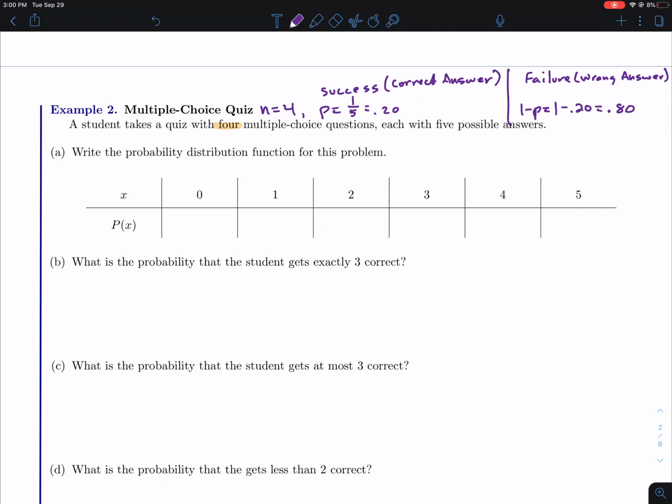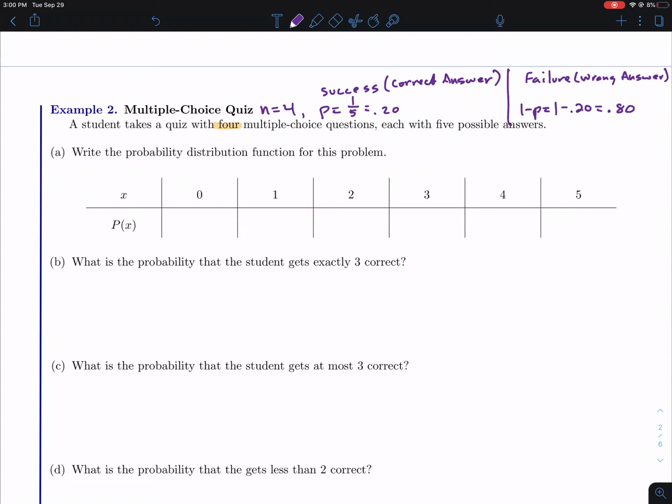So what I want to do first, and again, you'll see we don't actually have to do this for problems, but I wanted you to see how it works so we could fill out the actual probability distribution function for this chart, just so you could see where the answers were coming from. Again, for these problems, we won't really need to do this, but I thought it'd be a good example.